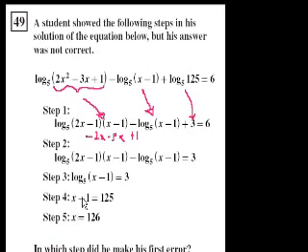What does he do next? All right, in the next step, he keeps this first term the same, 2x minus 1, x minus 1. Fair enough. And he keeps this term the same. And he just subtracts 3 from both sides. He subtracts 3 from both sides, and this becomes 0, and then this becomes 3. Fair enough. And now what does he do in the next step?